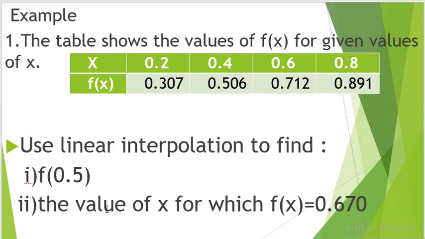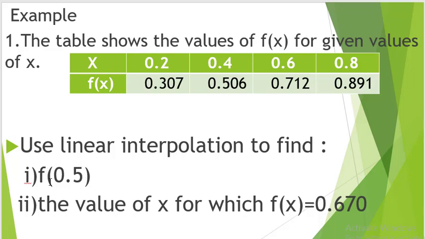The table below shows the values of f of x for given values of x. We have x: 0.2, functional value 0.307; 0.4, functional value 0.506; 0.6, functional value 0.712; 0.8, functional value 0.891. Now, use linear interpolation to find, Roman 1, f of 0.5. Roman 2, the value of x for which f of x is equal to 0.670.